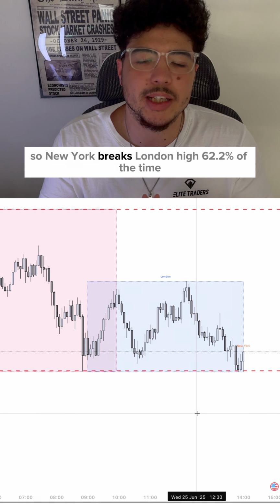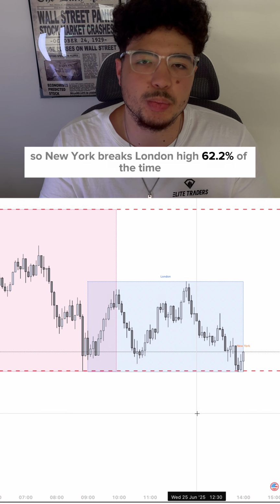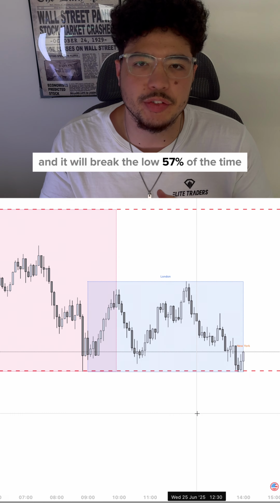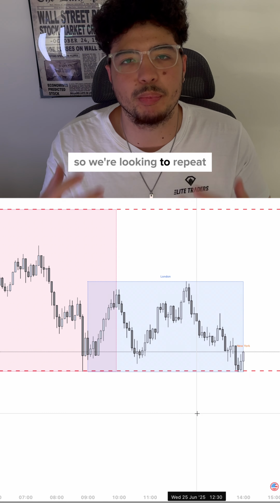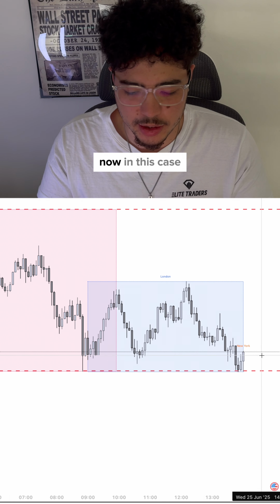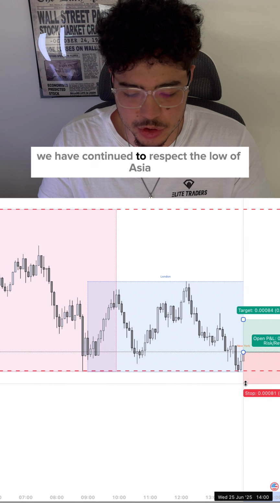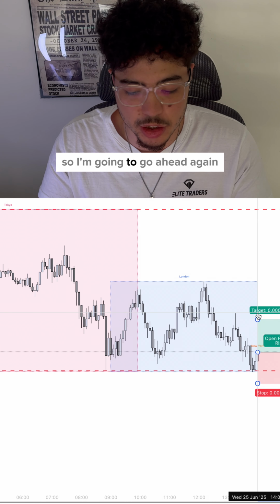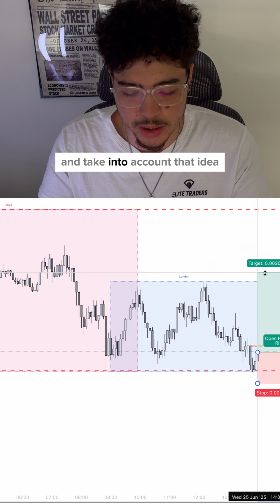So New York breaks London highs 62.2% of the time, and it will break the low 57% of the time. So we're looking to repeat the strategy that we saw in London, either trading breakouts or trading reversals. Now, in this case, we have continued to respect the low of Asia, so I'm going to go ahead again and take into account that idea.